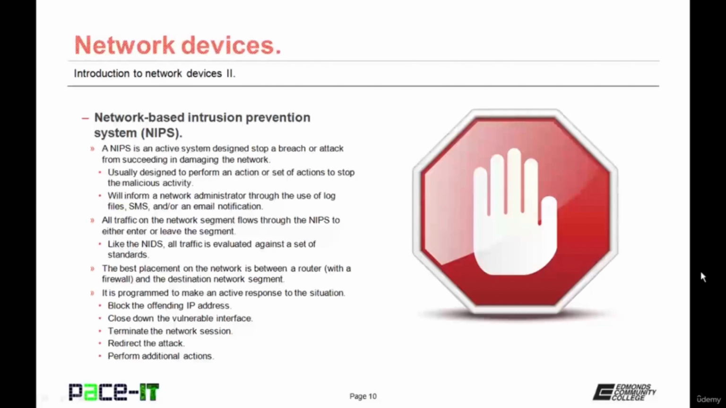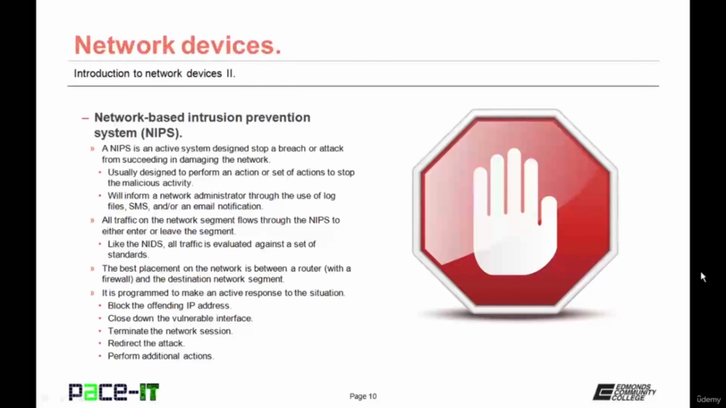Just like the NIDS, the NIPS will inform a network administrator through the use of log files, text messages, voicemail, and/or through email notifications. All traffic on the network system is required to flow through the NIPS to either enter or leave the segment. Like the NIDS, all traffic is evaluated against a set of standards, and the NIPS uses the same standards as the NIDS. The best placement on the network is between a router, which hopefully has a firewall, and the destination network segment.